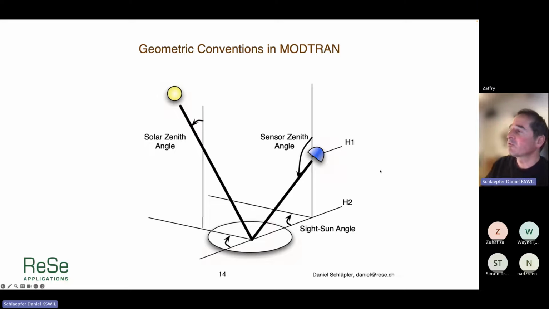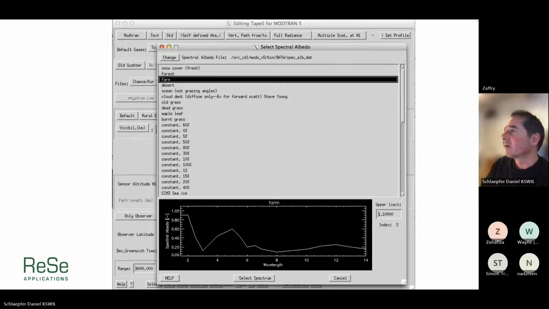These are geometric conventions. For the spectral albedo, there is a standard file in MODTRAN which you can use to enter the reflectance of the ground, but you could also enter your own reflectances, like an ENVI spectral library, whatever you have measured on the ground, as an input to MODTRAN for the simulations. So that's also something which is done by MODO, this interaction with spectral libraries.